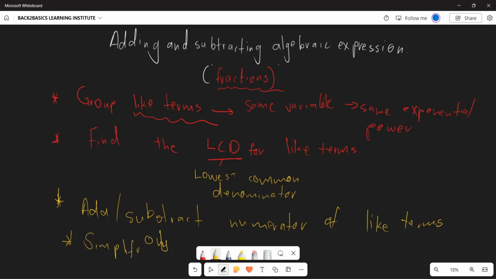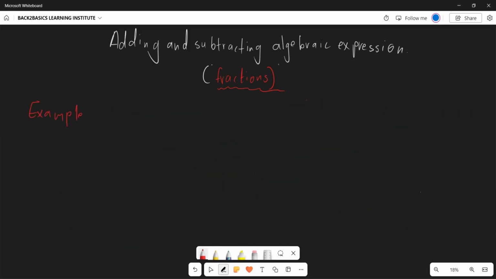So what does simplification mean? You need to check whether you have any common factor or anything of that sort. So let's go straight to the examples that we have and find out what we can do.